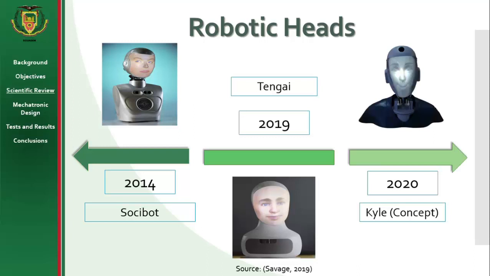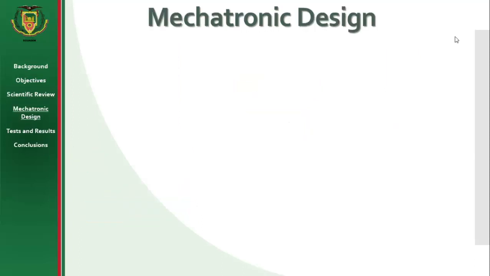And finally, Kylie is an anthropomorphic head with gestural projection, consisting of three main parts: the mobility mechanism, the projection system, and the robot housing. It is similar to Furhat and Tengai, but the difference is the reduction in cost. Mechatronic design.